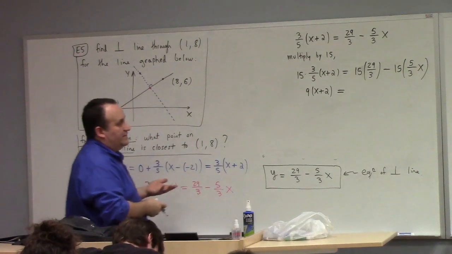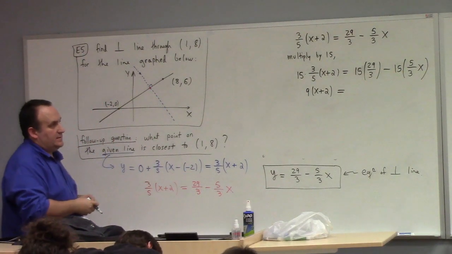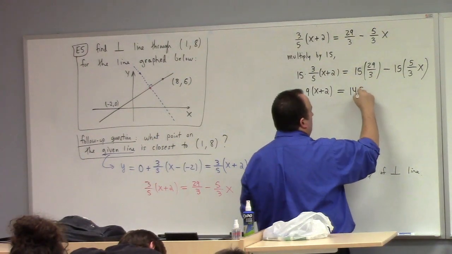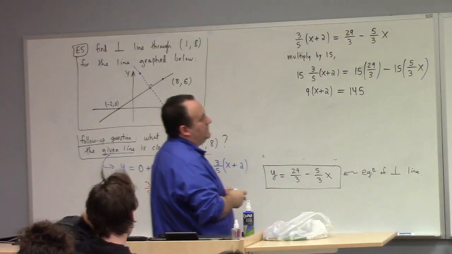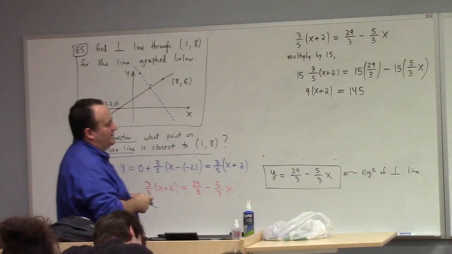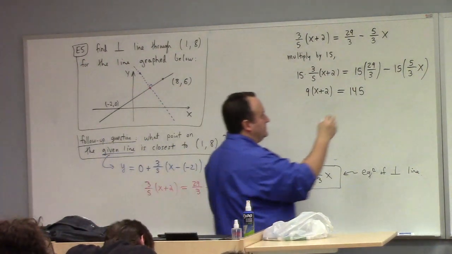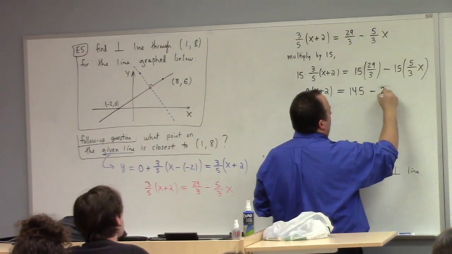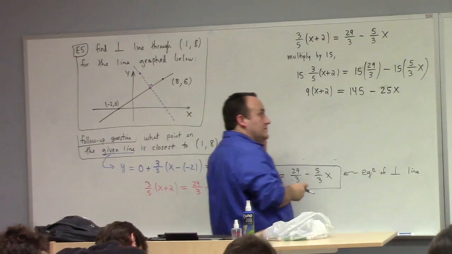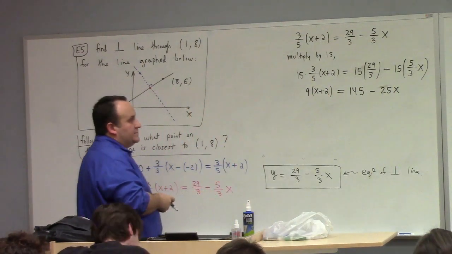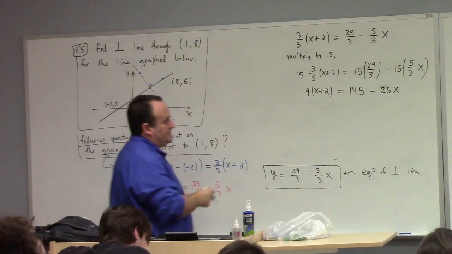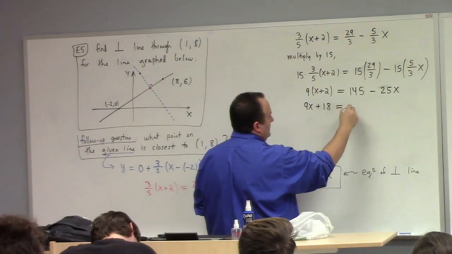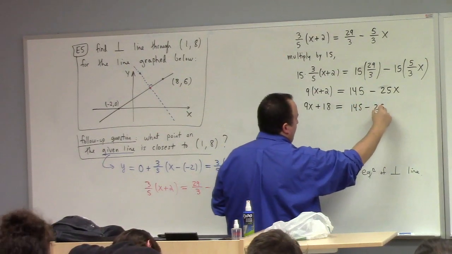15 over 3 is 5. 5 times 29 is 145. And 15 over 3 is 5. 5 times 5 is 25, so I got minus 125. Wait, excuse me, minus 25, my bad. And then we distribute. We get 9x plus 18, 145 minus 25x.